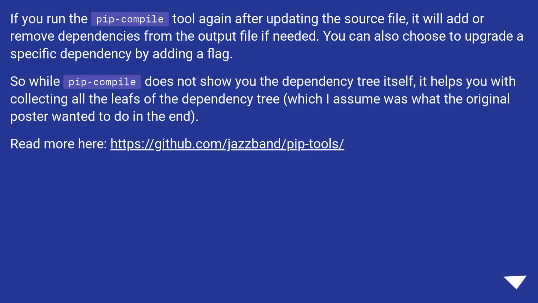If you run the pip-compile tool again after updating the source file, it will add or remove dependencies from the output file if needed. You can also choose to upgrade a specific dependency by adding a flag. So while pip-compile does not show you the dependency tree itself, it helps you with collecting all the leaves of the dependency tree, which I assume was what the original poster wanted to do in the end. Read more here, this URL.